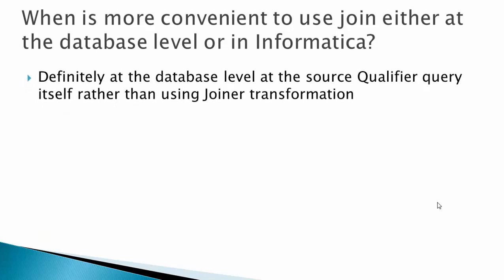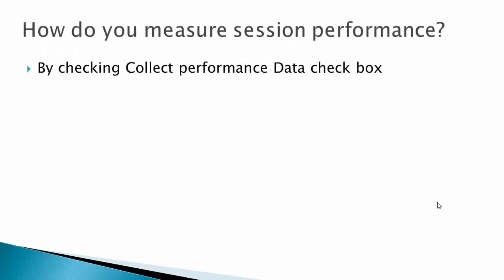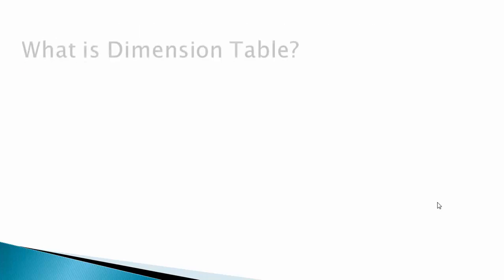When is it more convenient to use a join, either at the database level or in Informatica? Of course, definitely at the database level, in the source qualifier query itself, rather than using a joiner transformation. So it is always preferable to have the join at the database level. How do you measure session performance? By checking the collect performance data checkbox, we can measure the session performance.